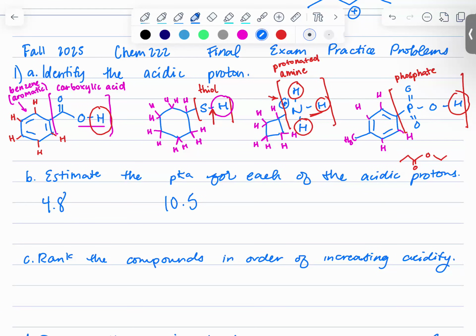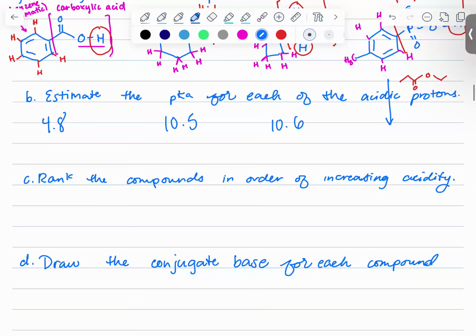What is the pKa of a protonated amine? And finally, this phosphate. I don't know if that one's on there actually. Okay, we'll skip that one for now. So now that we have our pKa's, can we rank them in order of increasing acidity? So which is our least acidic? 10.6.